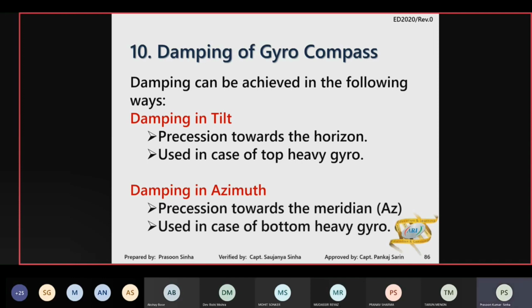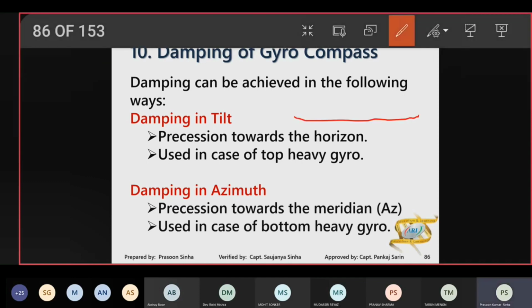Damping in tilt is precession towards horizon. Towards horizon. If it goes up, we bring it down, and if it goes down, we bring it up. That means if this is the horizon, and the spin axis is going up, we are trying to bring it down. If it goes down, we are going to bring it up. So we are trying to bring it towards the horizon. That is why we are calling it precession towards horizon.